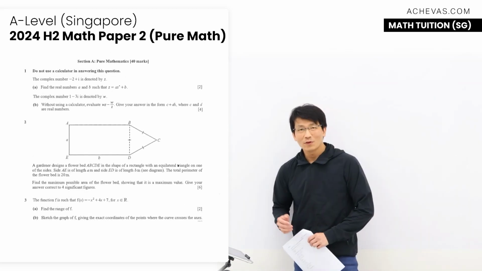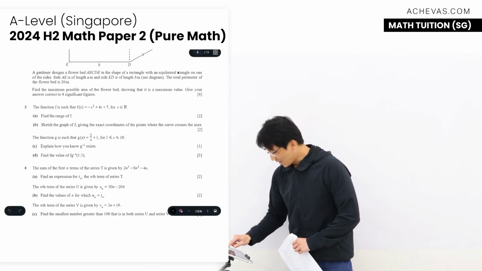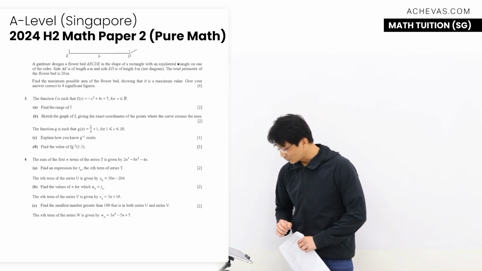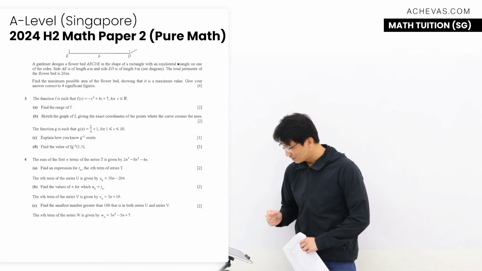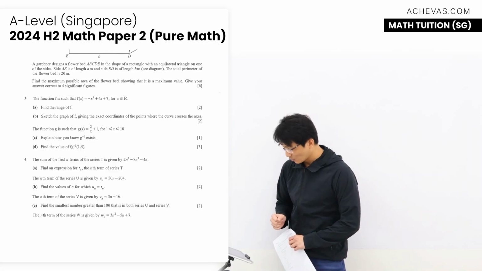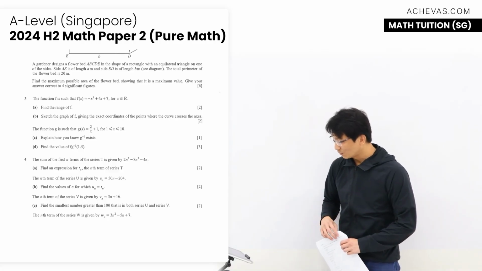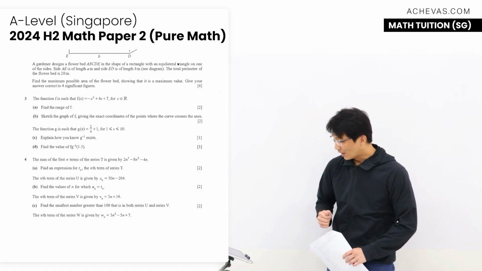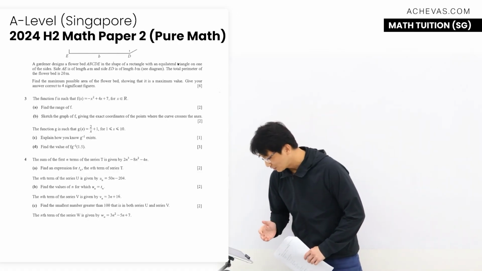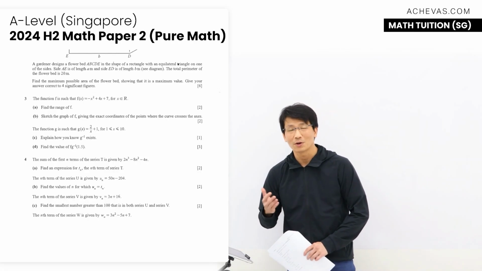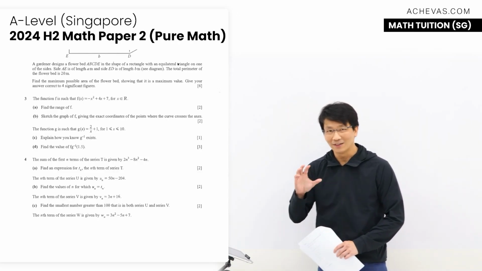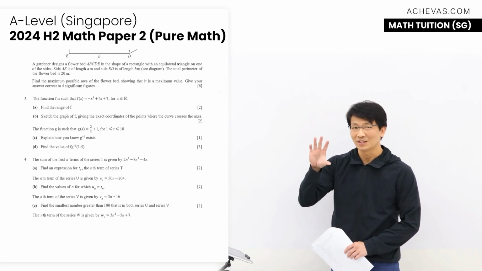Alright, now let's move on to question 3. I think this question 3 is a question on functions. We are given this function f(x) equal to minus x squared plus 4x plus 7. Part A of the question wants us to find the range of f. I think a better way of doing this question is to plot this graph into our GC, and we can observe from the GC sketch where the range is.